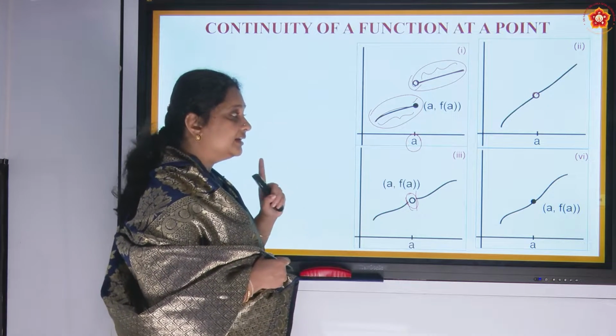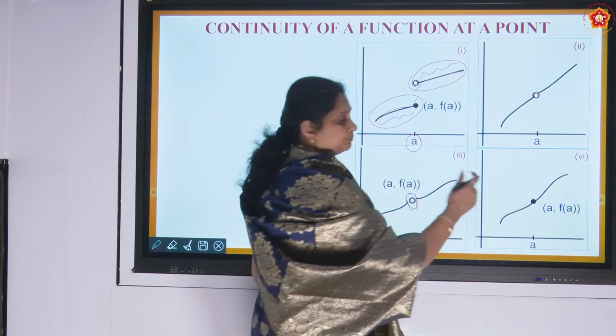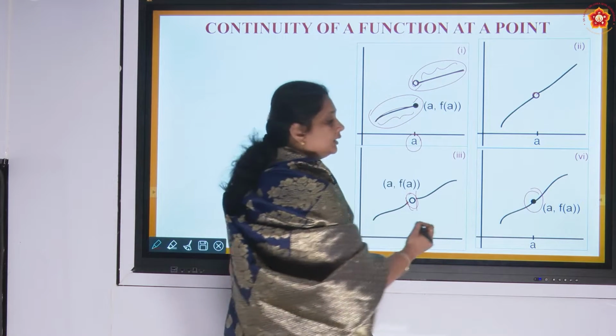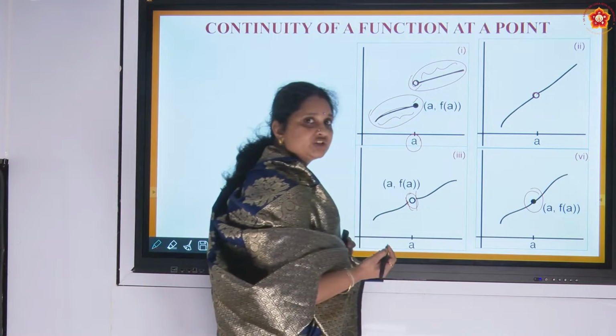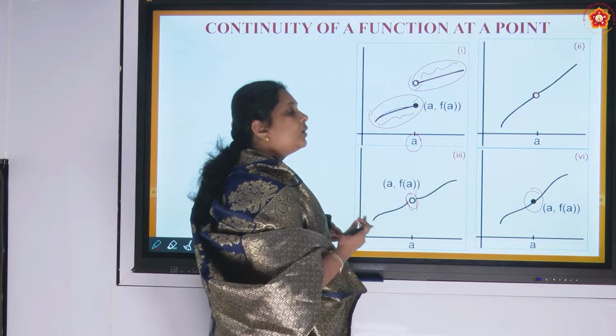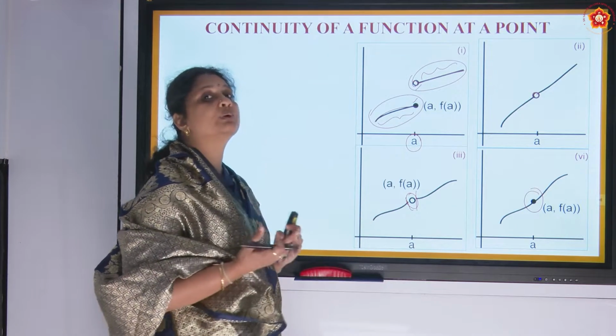Now look at the last example. If you look into the last example, it is continuous at A. You're able to draw the graph such that it extends before and after that particular point. Now as a layman, I'm able to see that it is continuous. But how do I prove it mathematically?